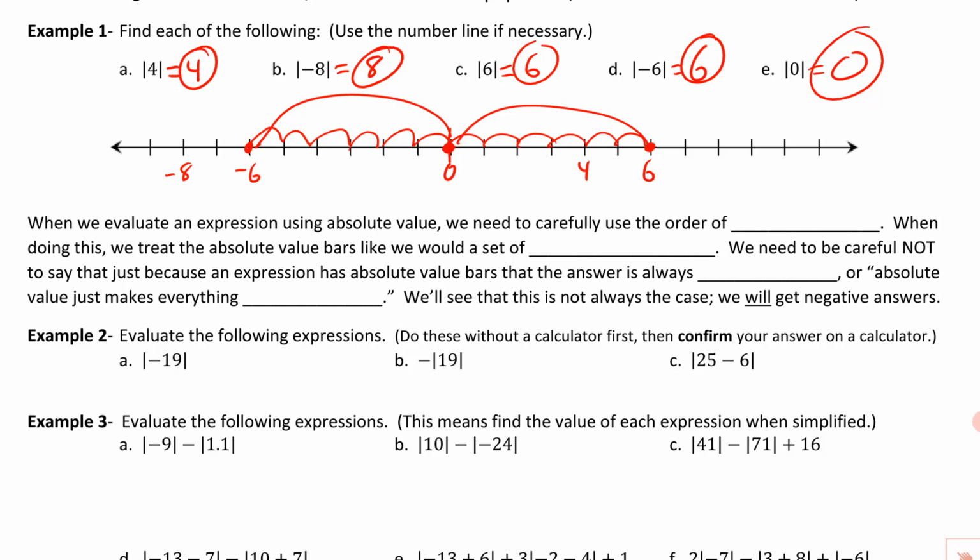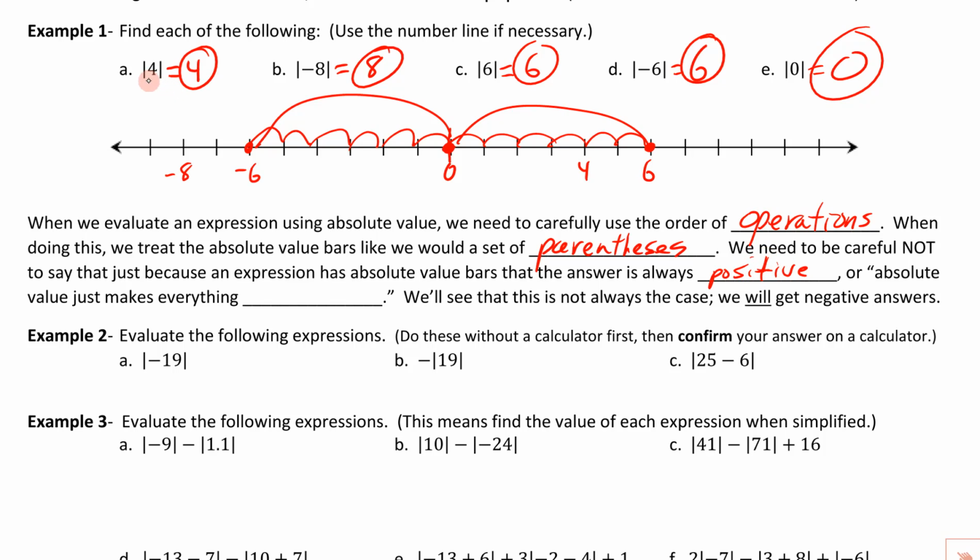So when we're evaluating expressions using absolute value, we need to be really careful, and we need to use the order of operations. So that thing that we practiced in the warm-up there. And when we're doing this, what we do is we treat the absolute value bars just like we would a set of parentheses. So you can think of absolute value bars as parentheses, as grouping symbols, okay? And we need to be careful to avoid a common mistake. We don't just say, well, because it's got an absolute value in there, that the answer is always going to be positive. That is not always the case.